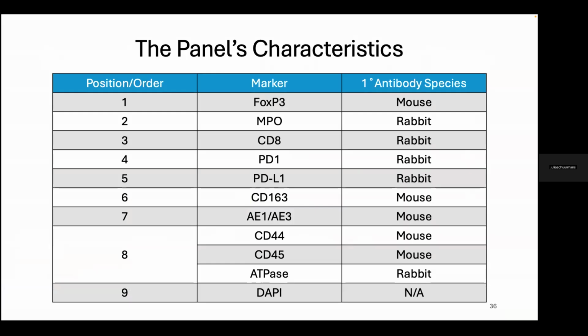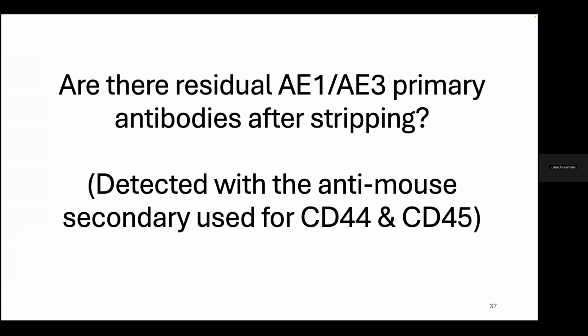Okay, so back to my problem of weird staining. When I look at the panel's characteristics, like I said before, the pan-cytokeratin AE1, AE3 goes on right before my pan-membrane stain in position 8. And I have overlapping primary species. So my CD44 and CD45 are the same as AE1, AE3. And so my question was, are there residual AE1, AE3 primary antibodies after stripping? And are these being detected with the anti-mouse secondary used for CD44 and 45?